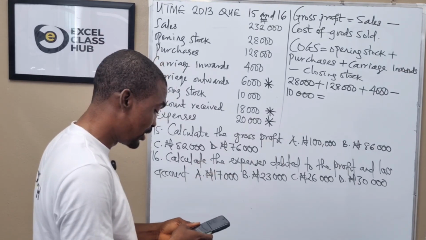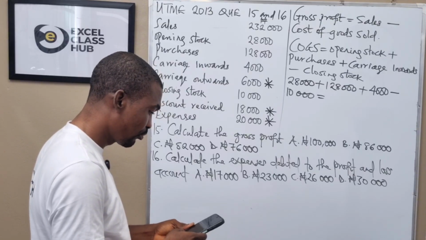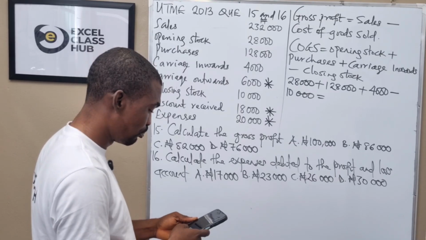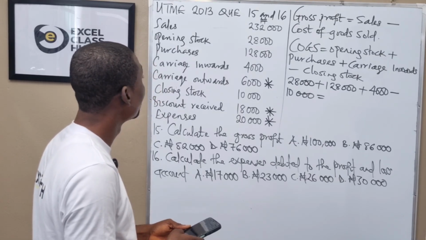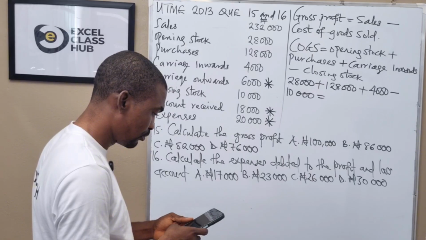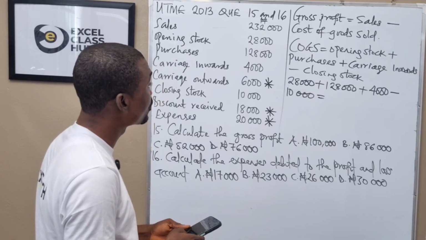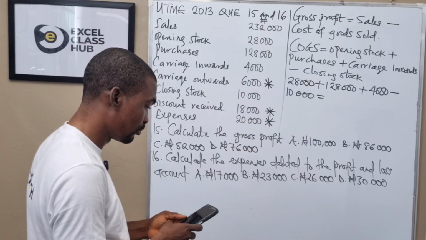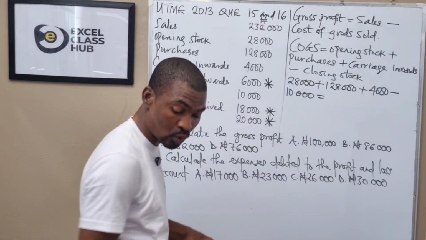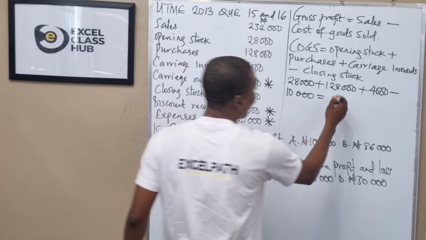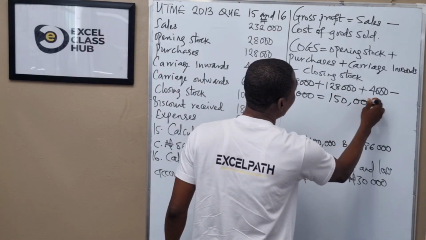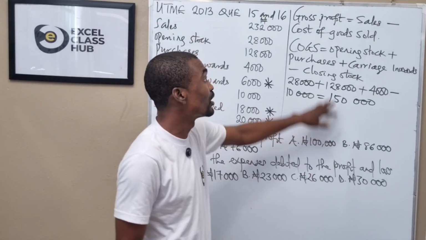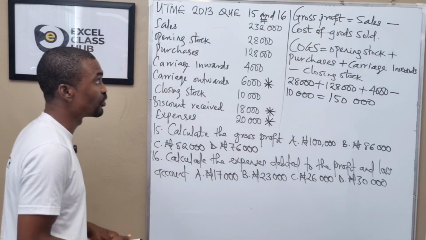So for the total figure for cost of goods sold, we are going to add and subtract the figures now. We have 28,000 plus 128,000 plus carriage inwards, which is 4,000, minus closing stock, which is 10,000. So our cost of goods sold is 150,000.